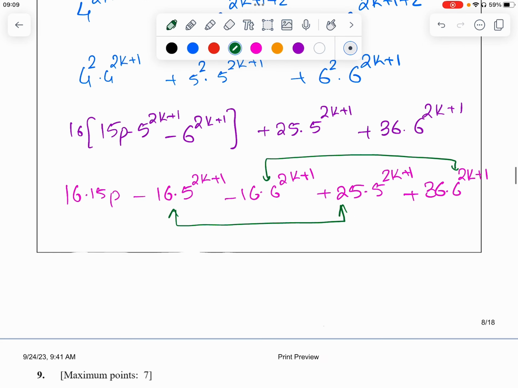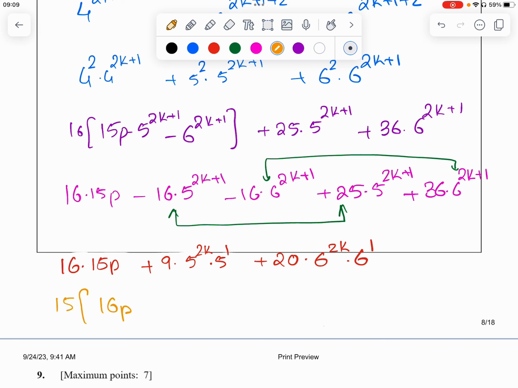So it becomes 16 times 15p, then for 5 power 2k plus 1, 25 minus 16 is nothing but 9, so plus 9 times 5 power 2k times 5 power 1, because I want to take 15 common, that is the reason. And for 6 power 2k plus 1, 36 minus 16 is nothing but 20, so 20 times 6 power 2k times 6 power 1. Now I need to see that I can take 15 common.